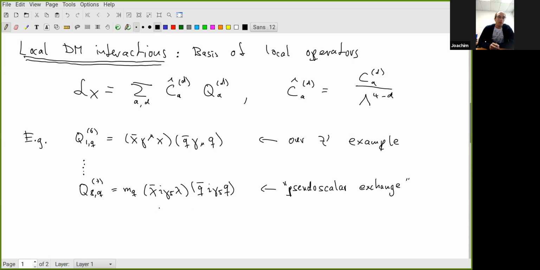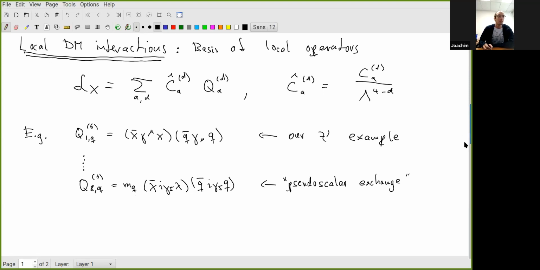I wrote it down because we will discuss this in a bit more detail, and we will see that this actually leads to more complicated interactions that depend on the spin of the dark matter and of the nucleus. And it also depends on the momentum transfer. So that's kind of a non-trivial example. So I chose the simplest one for the start, and then we will discuss what about the more complex interactions.